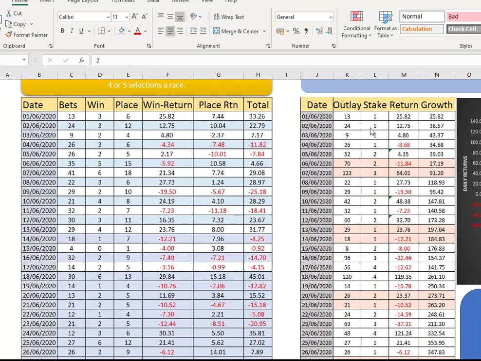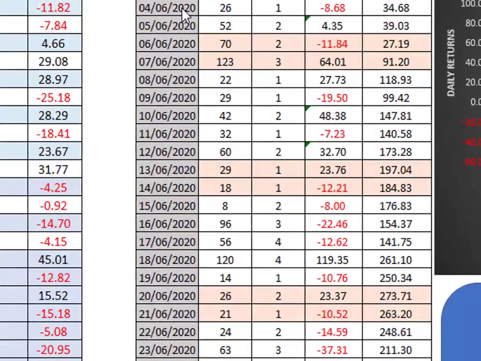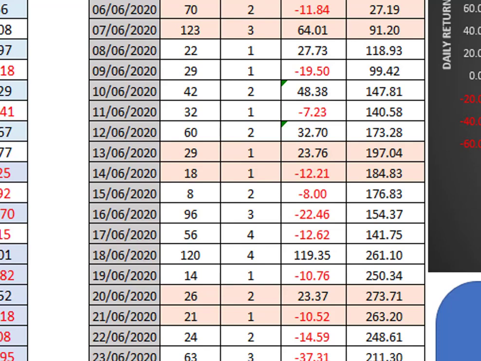So on day 2 we only bet £1 again, and we have 24 horses, and we make £12.75. So we make a profit. The third starts again with only £1, just 2 races. We make £4.80 profit. So on day 4 we're still betting £1. We have 26 bets and we lose £8.